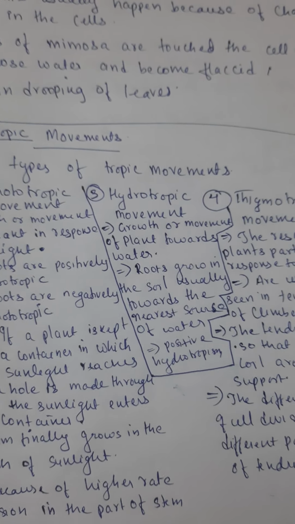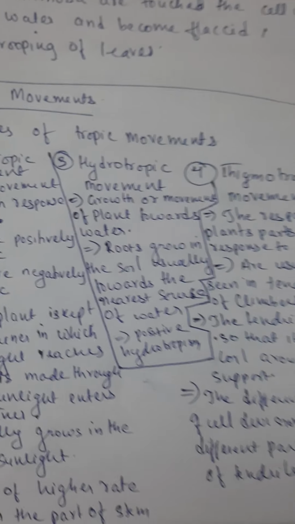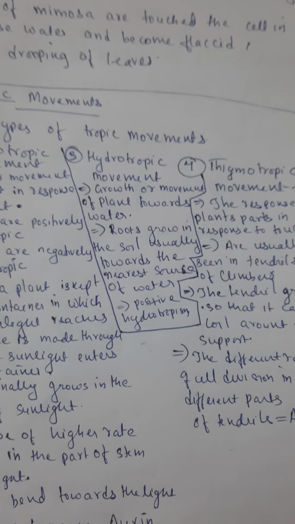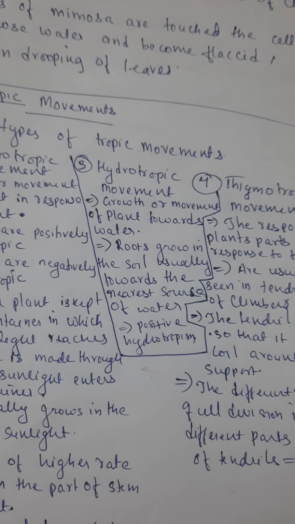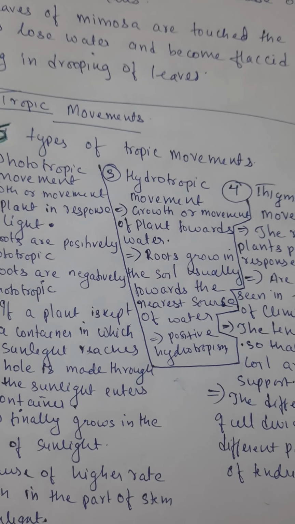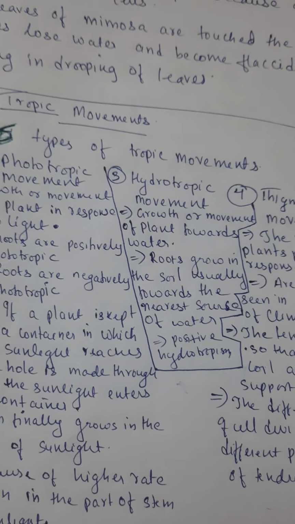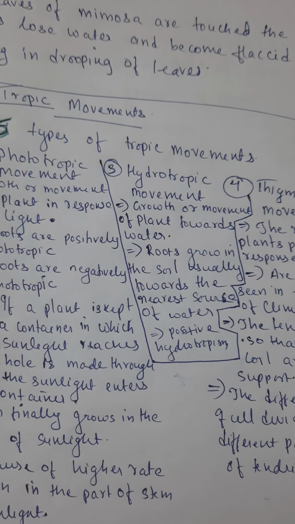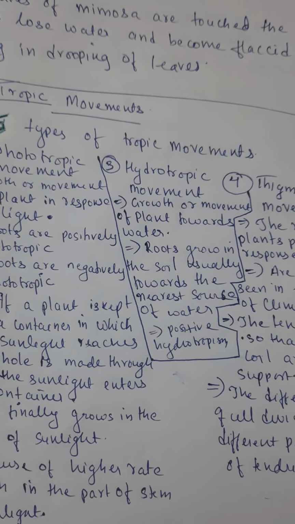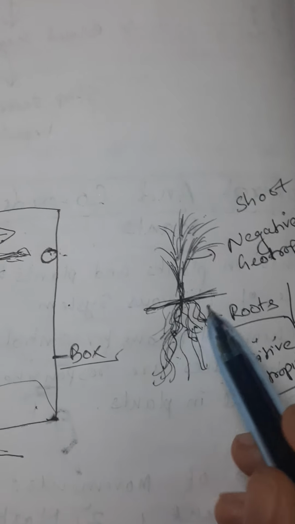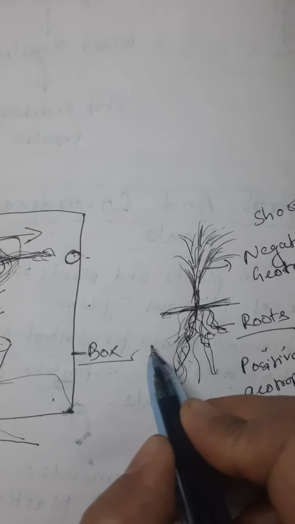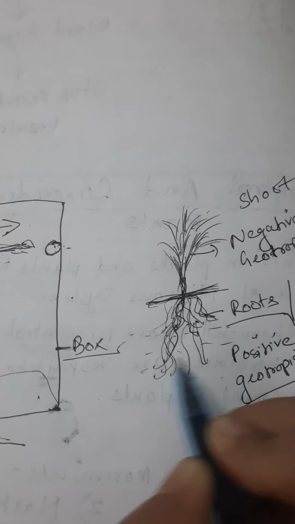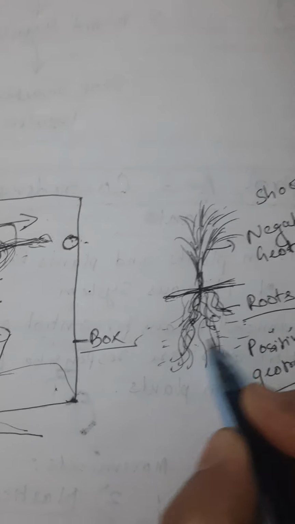Third one, it is hydrotropic movement. I hope you know the meaning of hydro. Hydro means water. Now, movement of growth towards water is called hydrotropic movement. And now we know that these roots, they usually grow. Obviously, we put water over the root parts.